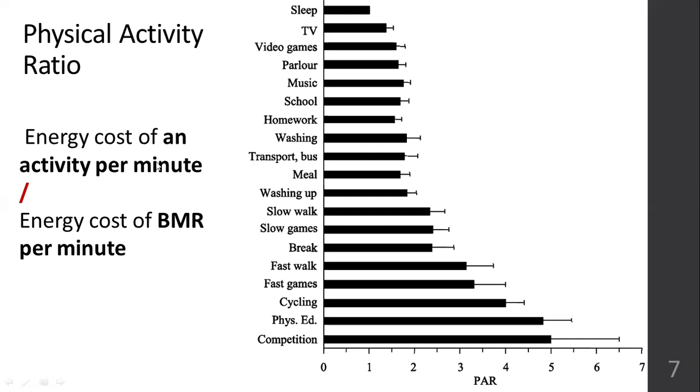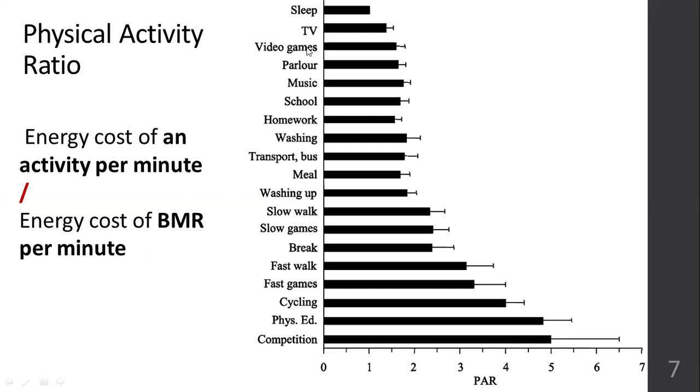Yeah, so energy cost of an activity per minute, scientists have calculated that for 1 minute, how much energy you're using. You're doing your homework, washing something, going to school, traveling. For 1 minute, how much energy is being used. Scientists have already calculated that. You divide that with the energy cost of BMR per minute. Okay, you will get the physical activity ratio.